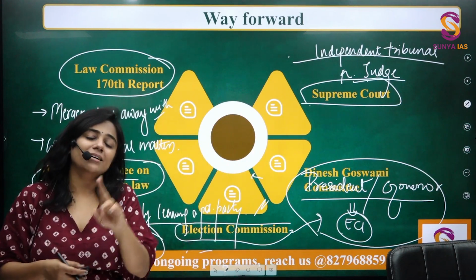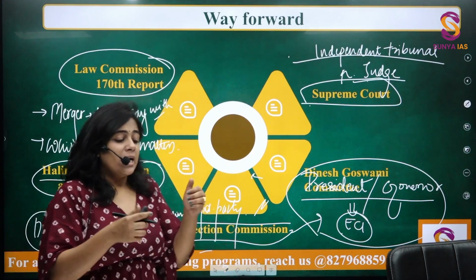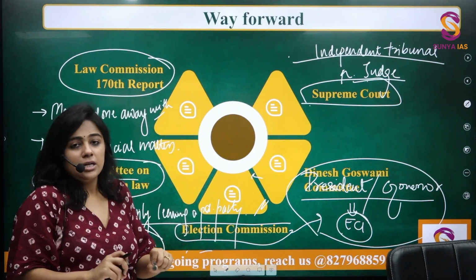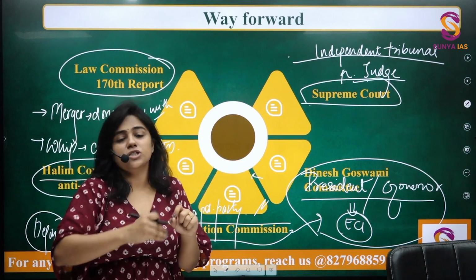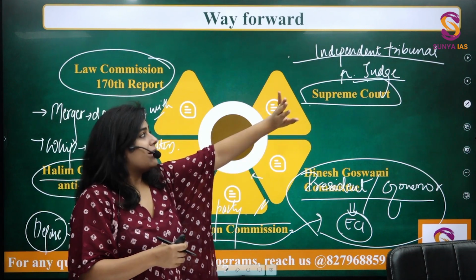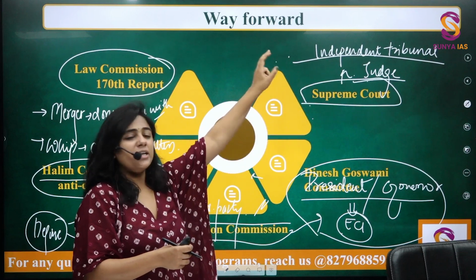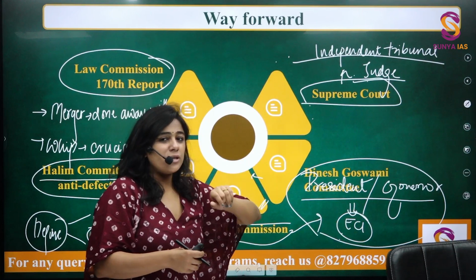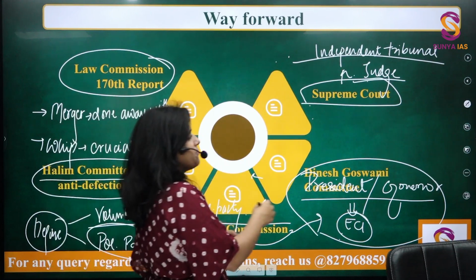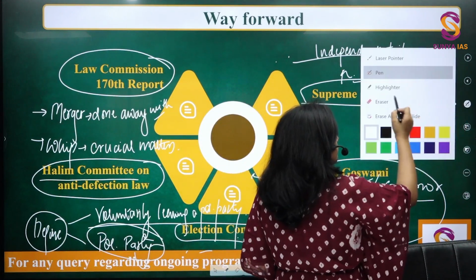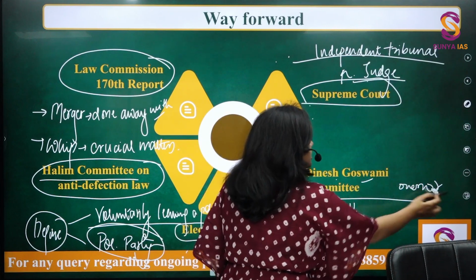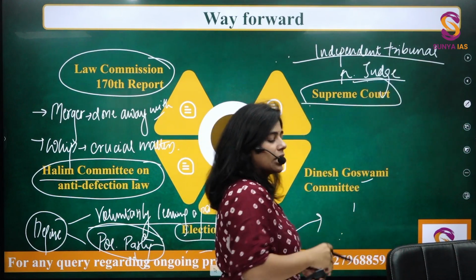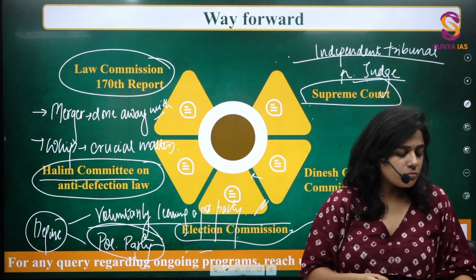But that again is a flawed argument, because whatever is happening, the Constitution has given this right of interpretation of the Constitution to the Speaker itself. So the Supreme Court saying that there should be an independent tribunal, and the Election Commission saying that there should be binding advice from the Election Commission, represents a certain kind of bias also. But overall, these are some of the suggestions that have been given.